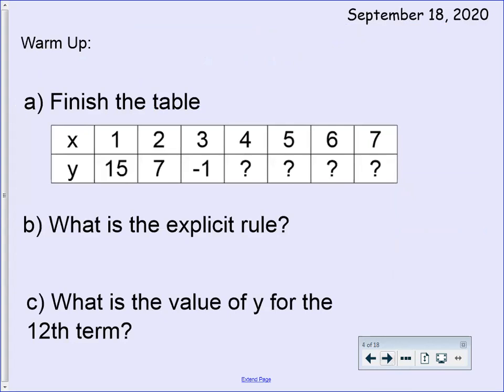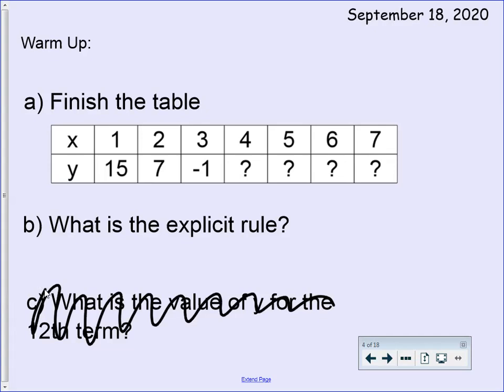All right, so first up, the warm-up that I want you to work on is this table here. This is a review from yesterday. Using this table, I want you first to finish the table. Then part B is I want you to figure out what is the explicit rule. That's as far as I want us to go. So pause the video, see if you can get this right.